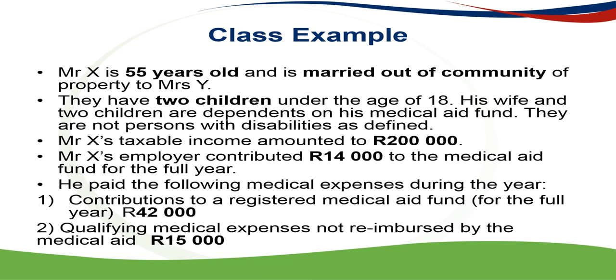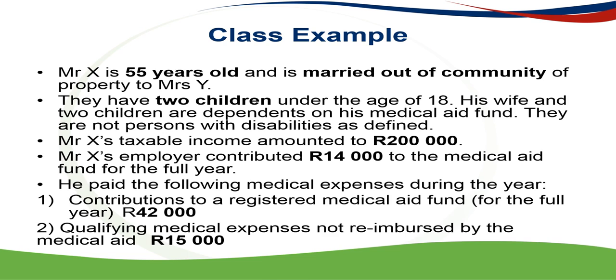Okay, Mr. X, 55 years old. Age is very important in this calculation. He's married out of community of property to Mrs. Y. So married, 2 children over the age of 18. Wife and 2 children are dependent. That means they are registered medical fund. They're dependent on this registered medical aid fund. Okay, no disabilities, very important.